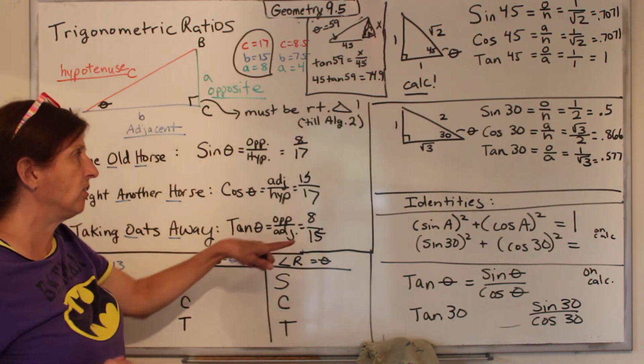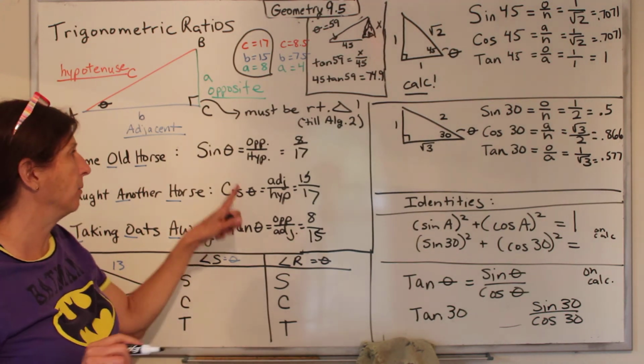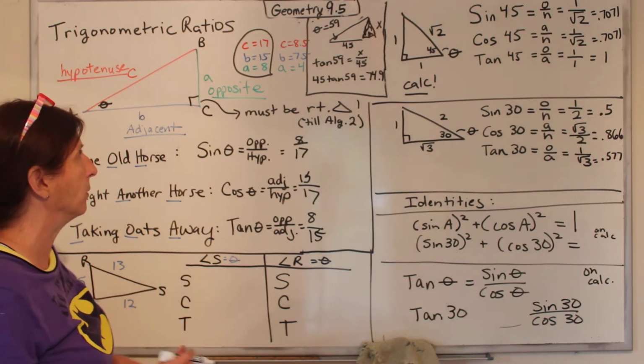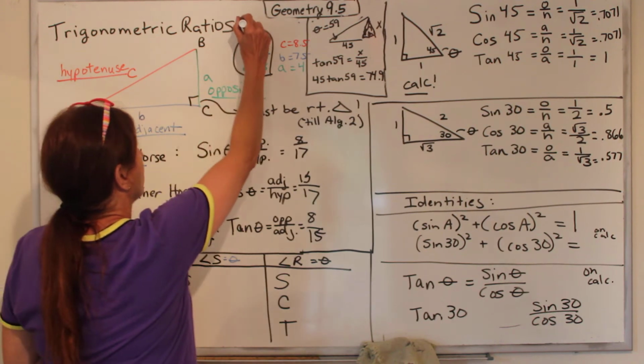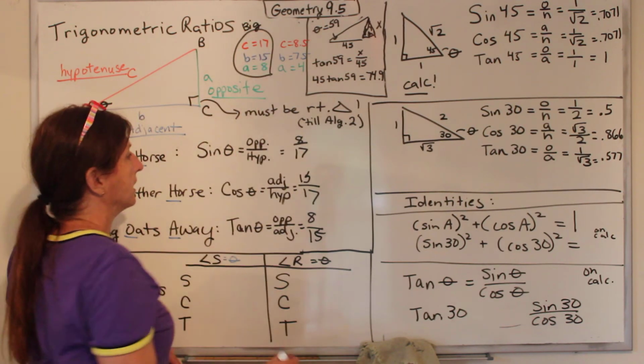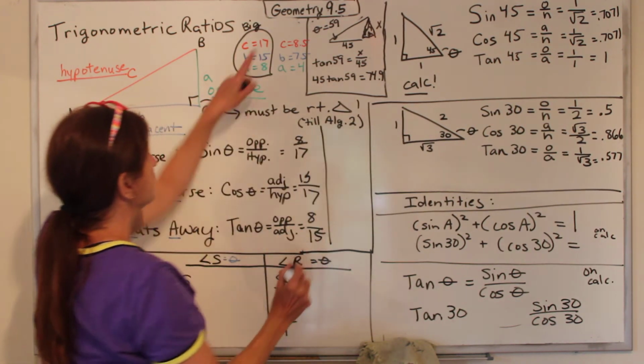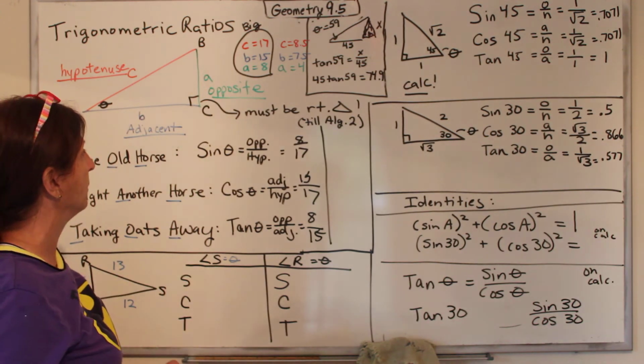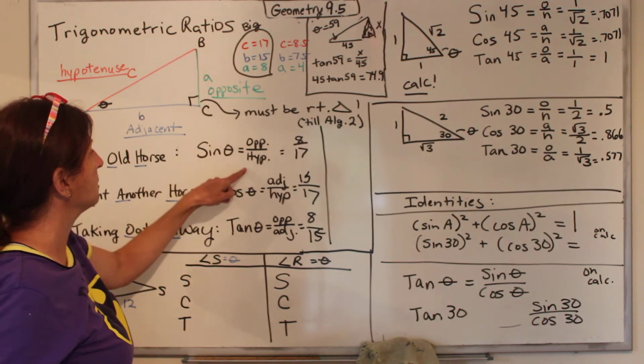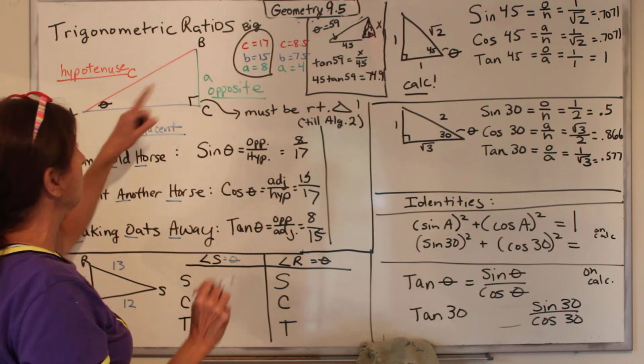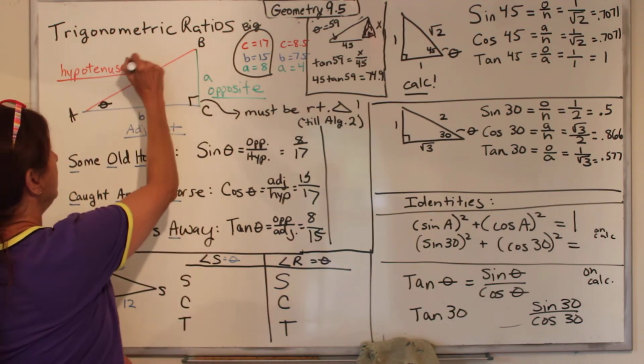And we can use those fractions, put them in our calculator, and we can actually get theta and find out what it is. Okay, so this is our big triangle. We figured out the relationships. Now let's do it with the small triangle. Let's practice it again. Some Old Horse. So I'm going to go ahead and write these down.